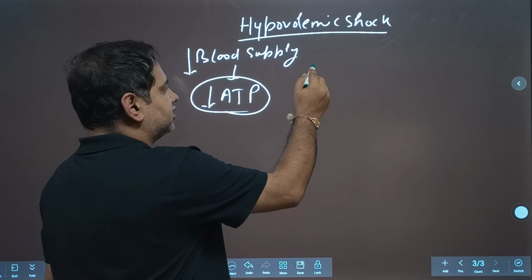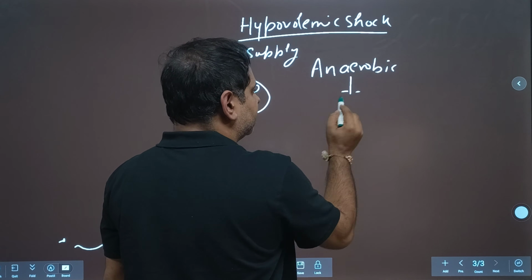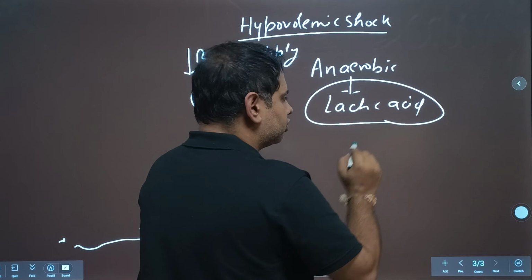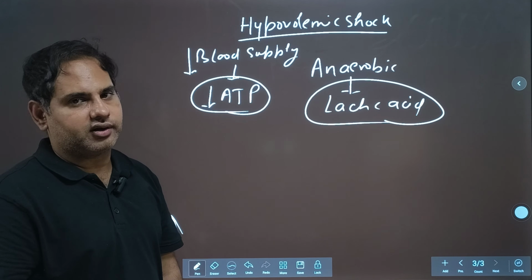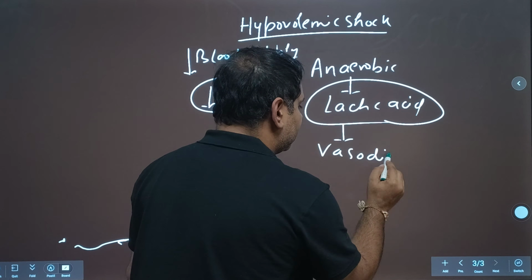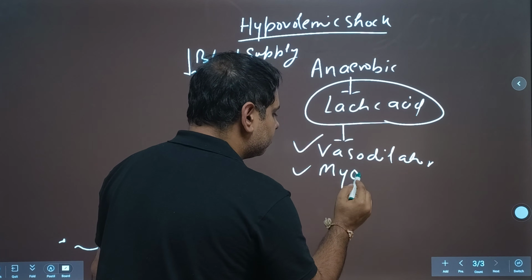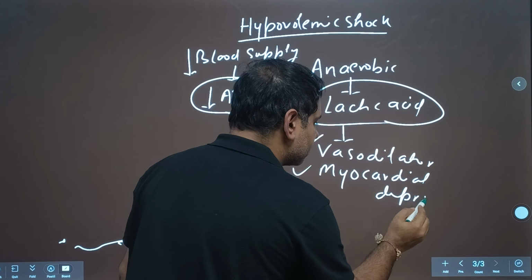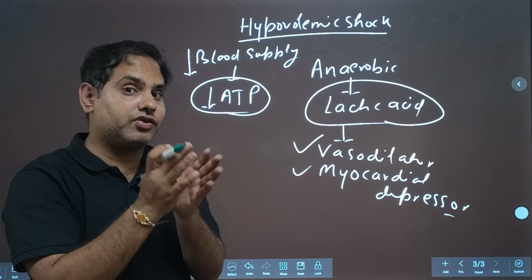So in anaerobic conditions, what will happen? There is a production of lactic acid. So lactic acid is going to be produced in the body, right? Slowly, your lactic acid is going to accumulate, and lactic acid is a vasodilator, and lactic acid is also a myocardial depressor. So lactic acid is a vasodilator.